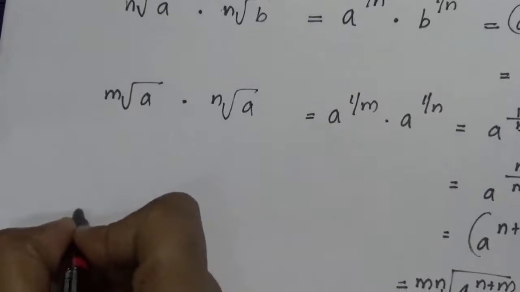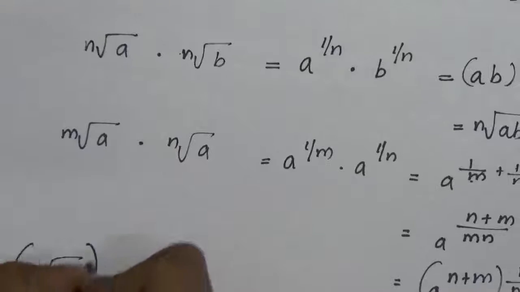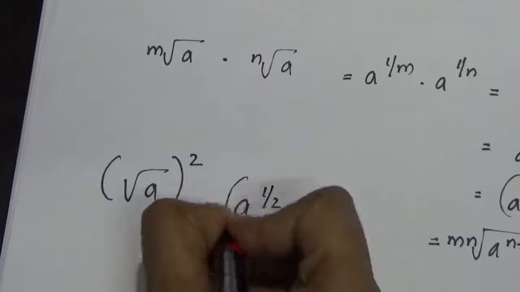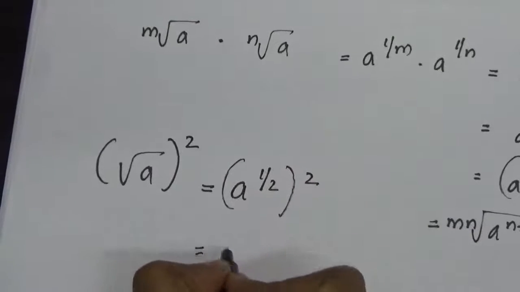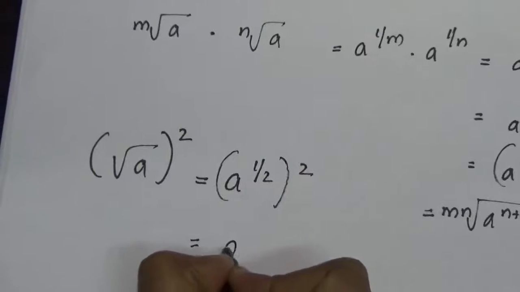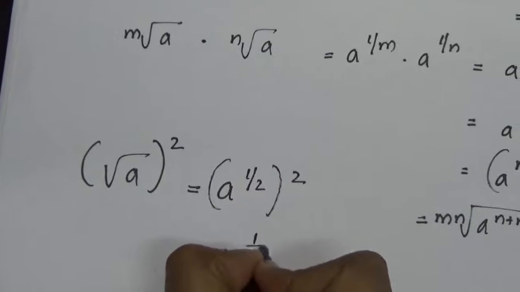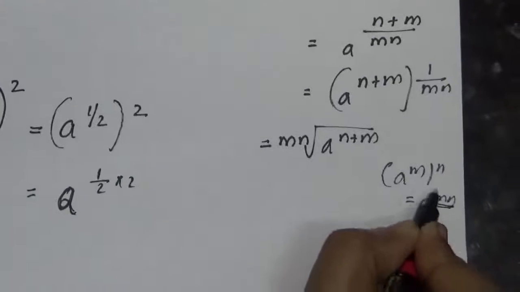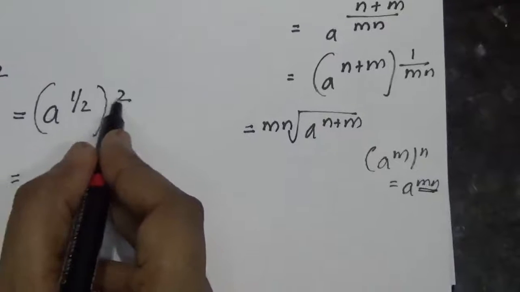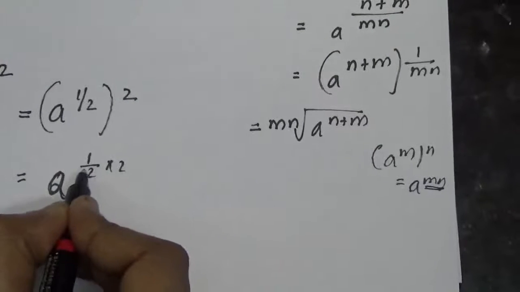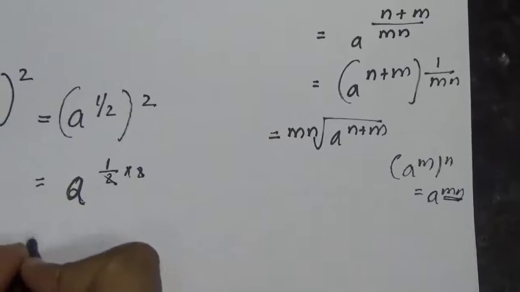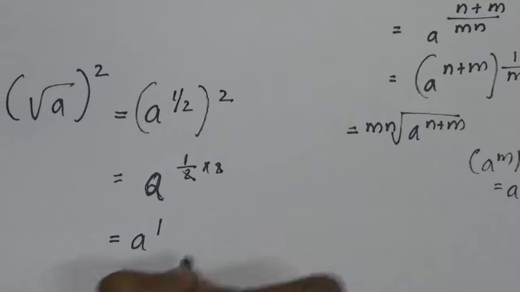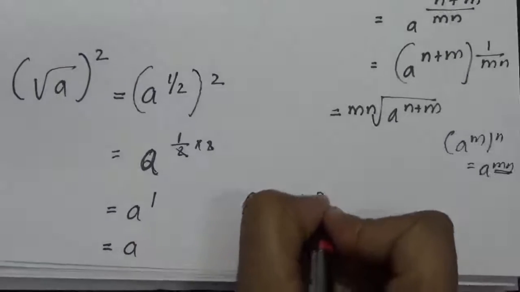Next, what is root a the whole square? Okay, root a can be written as a raised to 1 by 2 and we have the whole square. So by using the law of exponents we get a raised to 1 by 2 into 2. Am I right? Because a raised to m all raised to n is a raised to m multiplied by n. So here the exponents are 1 by 2 and 2, so multiply them. 1 by 2 into 2 is half of 2, that is 1. So we get a raised to 1. So here the exponent is 1, so we get a. So remember this: root a the whole square is equal to a.